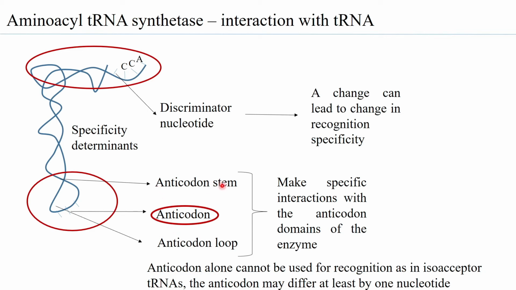So there are these other regions, that is anticodon stem, anticodon loop, the discriminatory nucleotides, which help the aminoacyl tRNA synthetase to finally decide whether this is the correct tRNA or not. So these other recognition specificity determinants are considered to be the secret second code for the aminoacyl tRNA synthetase to recognize the correct tRNA.